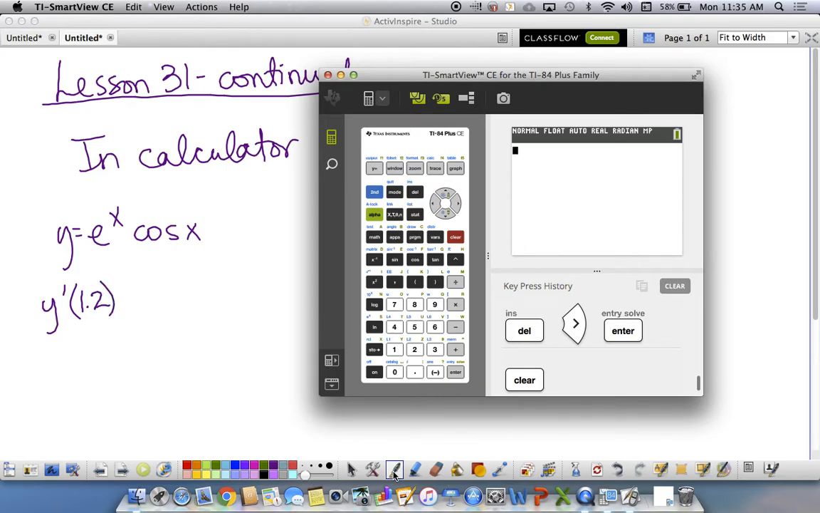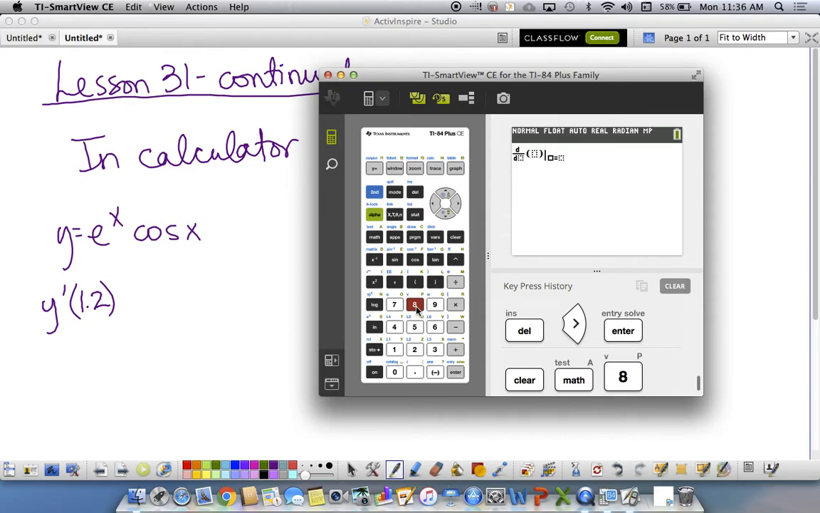You can actually go in your calculator and do this: take the derivative and plug in a number at the same time. Are you with me? We're going to hit the math button. Also, on my screen you can see the buttons that I hit. I'm going to go down to number 8, nDeriv, and it pulls this wonderful box up.